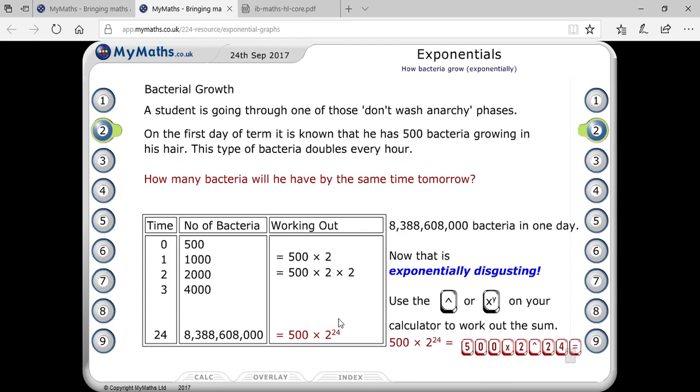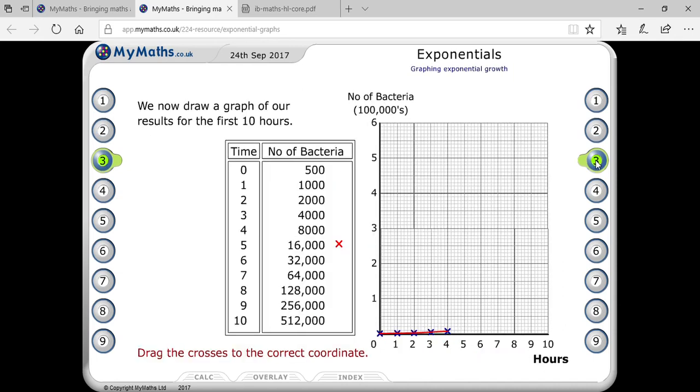With the help of a calculator we can calculate this one. Yes, a calculator can do the sum of that, but we can't. Next, here also they are explaining the bacterial graph. Here, drag the cross to the correct coordinates.